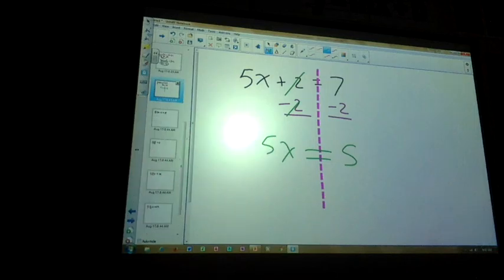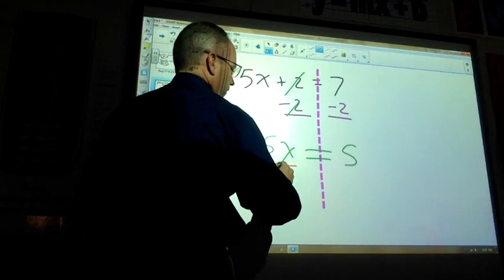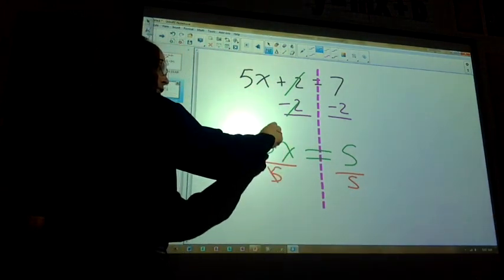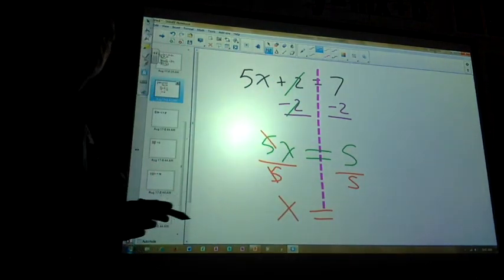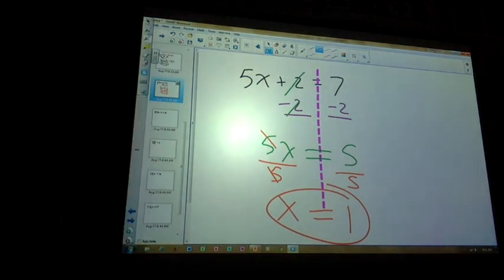Okay. Hey, how are 5 and x being held together right now? What math properties hold them together? Multiplication. Multiplication holds 5 and x together. Do you agree? Yes. What undoes multiplication? Division. So what am I going to divide each side by? 5. Okay, good. So if I divide each side by 5, so this cancels this. Agree? What do I have left on this side? x. So x is equal to what? 1. Good. Done. Okay? So not all of them will be that extensive.